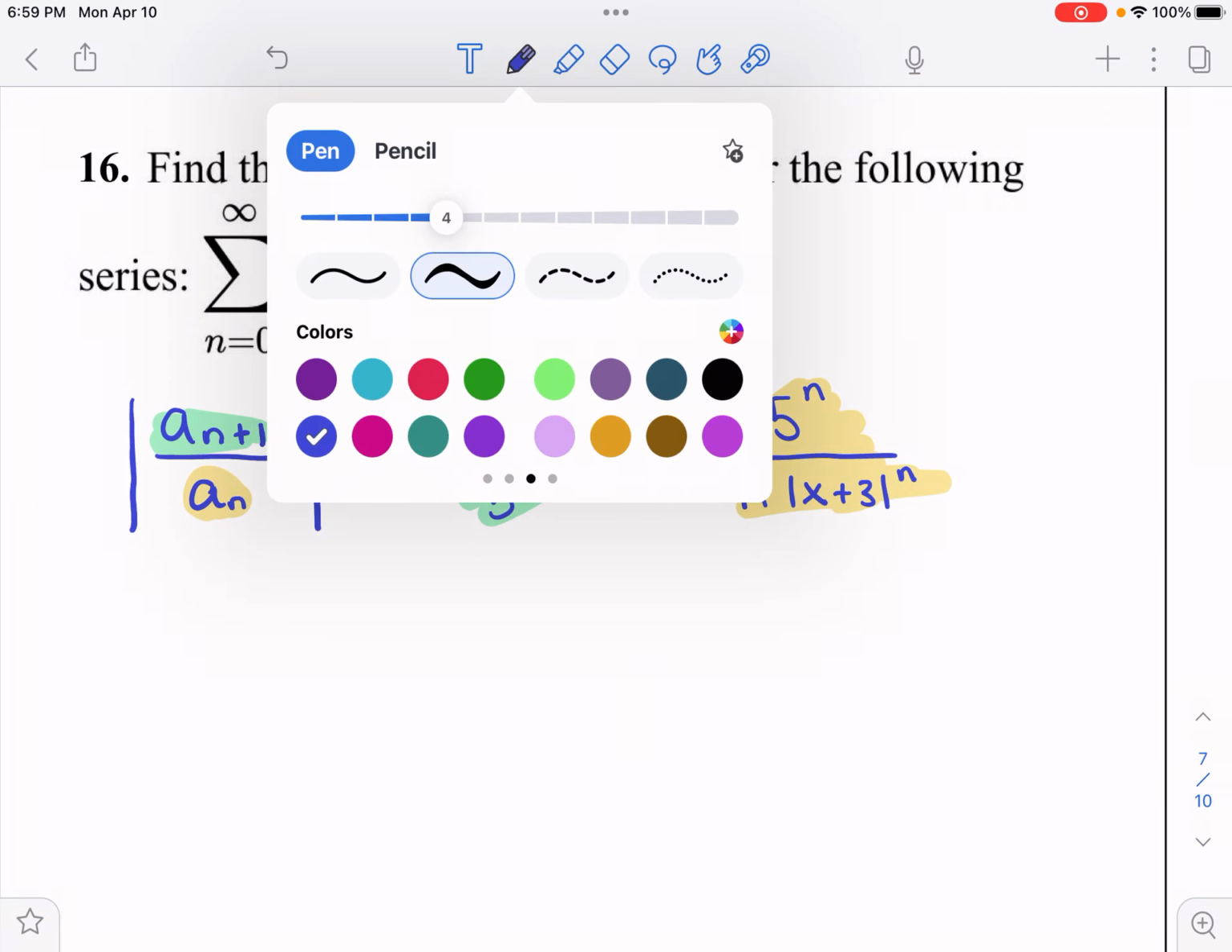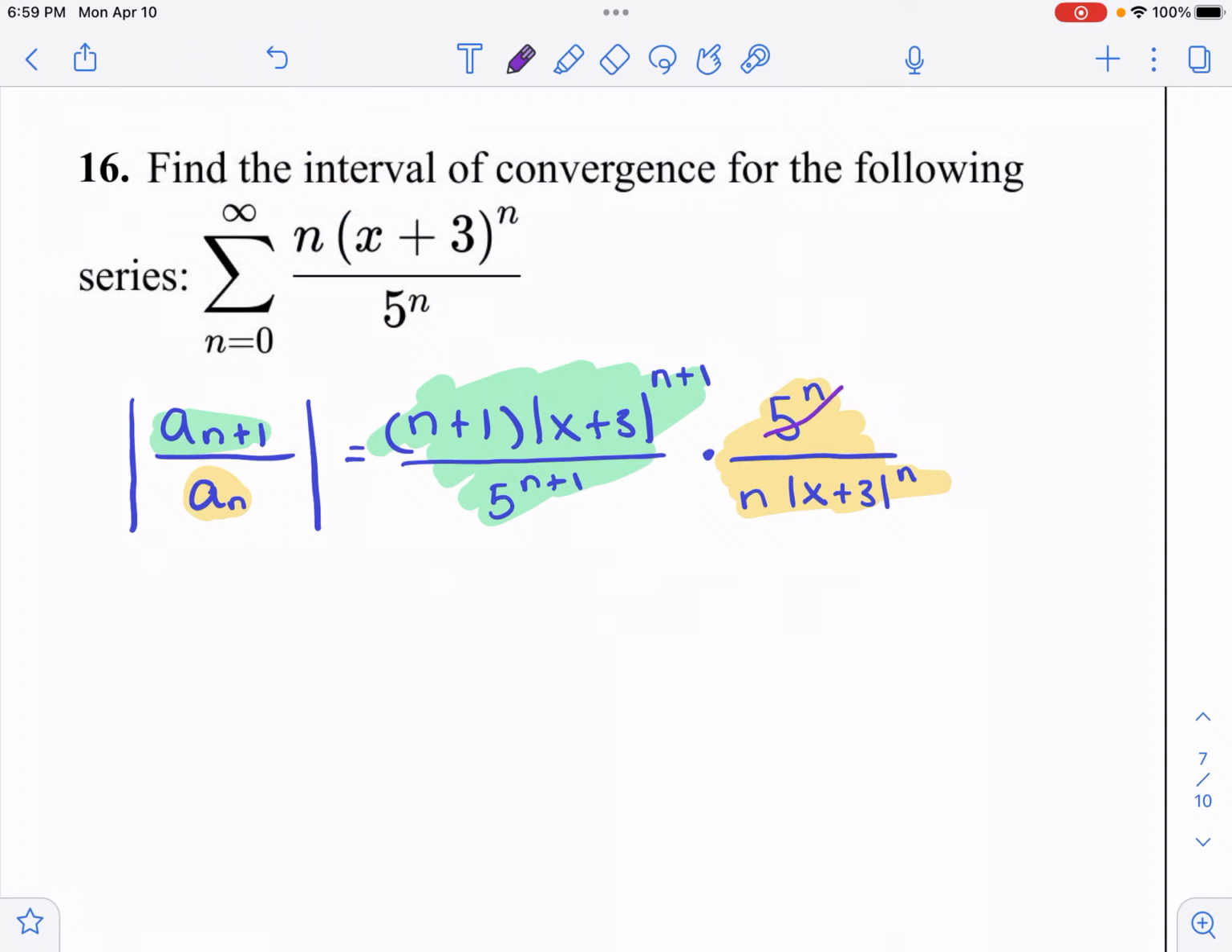All right, and so let's see, what can we clean up here? That leaves behind a 5 in the bottom. I have one more copy of an absolute value of x plus 3. And so that's it for the cleanup part. So this becomes absolute value of x plus 3, and I have an n plus 1 on the top, and on the bottom, I have a 5 and an n.